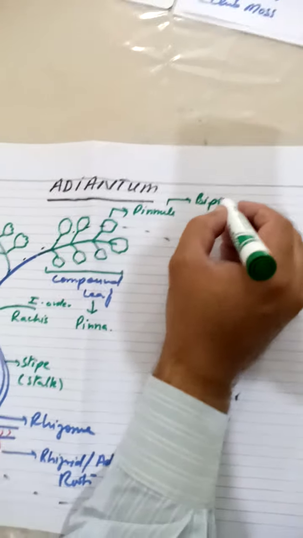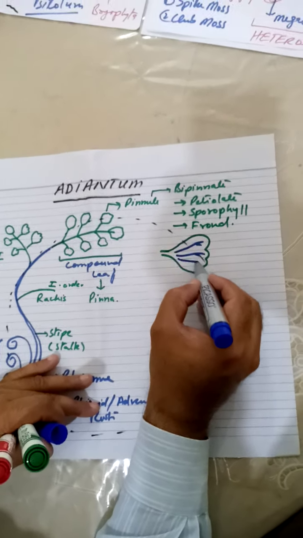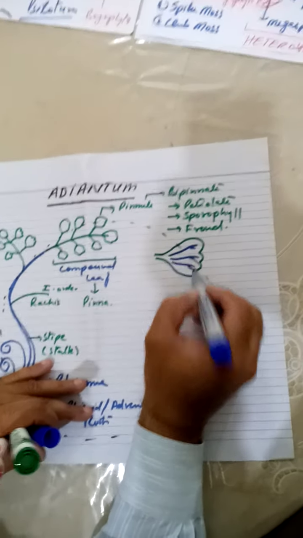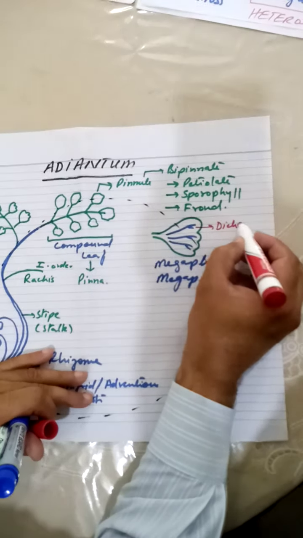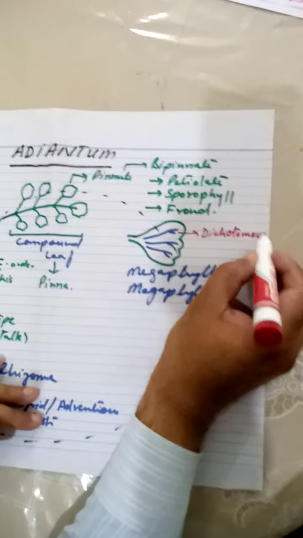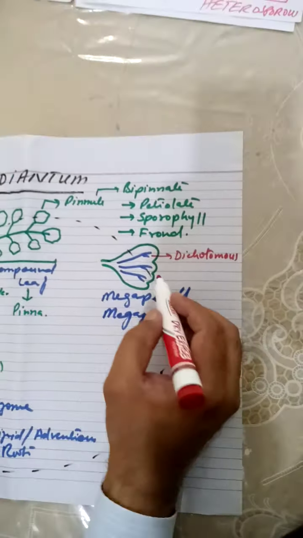That is a single pinnule, and it contains many veins. Dichotomous multivenated structure, which is called megaphyll. The leaf which contains more veins is called a megaphyll. It is also called megaphyllous, and that venation is called dichotomous, a bifurcating structure like liverworts, Psilopsida. It is a photosynthetic leaf.